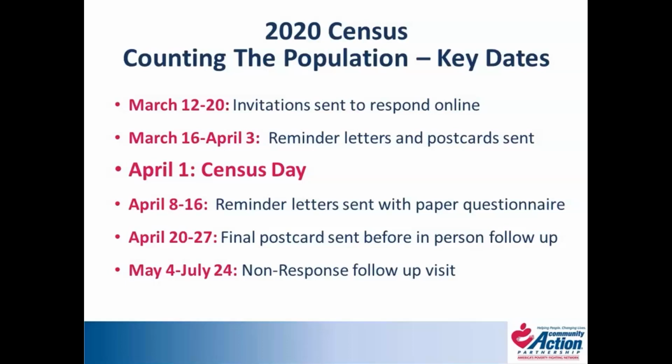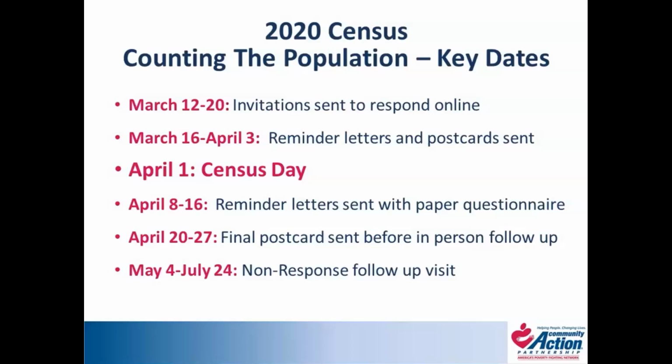They'll send reminder postcards a couple of times. The second time they'll send an actual paper questionnaire, and they're doing that to save on printing. A final postcard will be sent April 20th through 27th, and then May 4th to July 24th, the Census Bureau goes door to door, and they will knock on the door of any family, any household that hasn't responded yet.